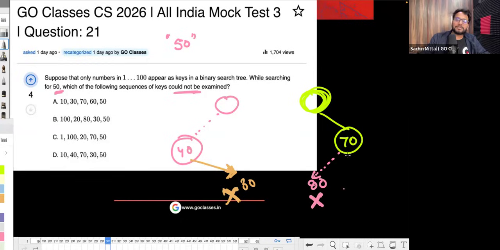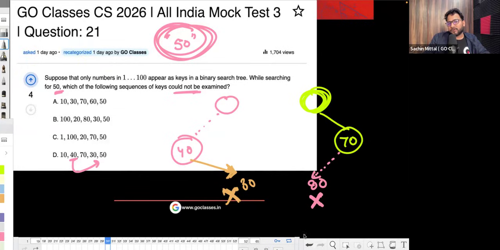Is this fine? What is the reason? Because we are searching for 50. The moment we encounter 70, after that I will go to the left, and after that 80 is not possible. So basically, if you are searching for 50, remember, after 40, 30 is not possible. After 70, 80 is not possible, right? Is this understood to everyone?